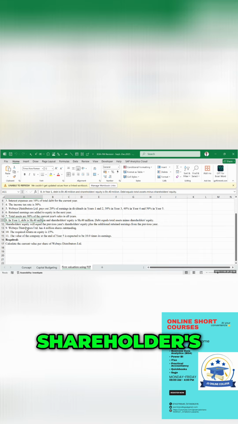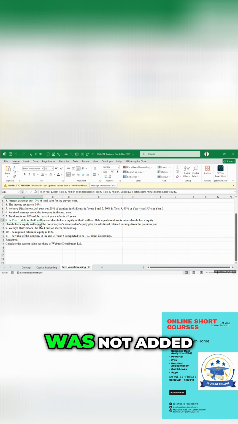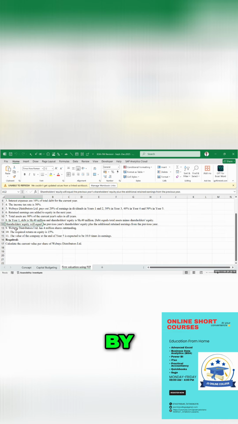We are told shareholders' equity will equal the previous year's shareholders' equity plus the additional retained earnings from the previous year. The examiner extended that explanation there, or that advisory. And even if that was not added or given there by the examiner, of course, that is the reality.